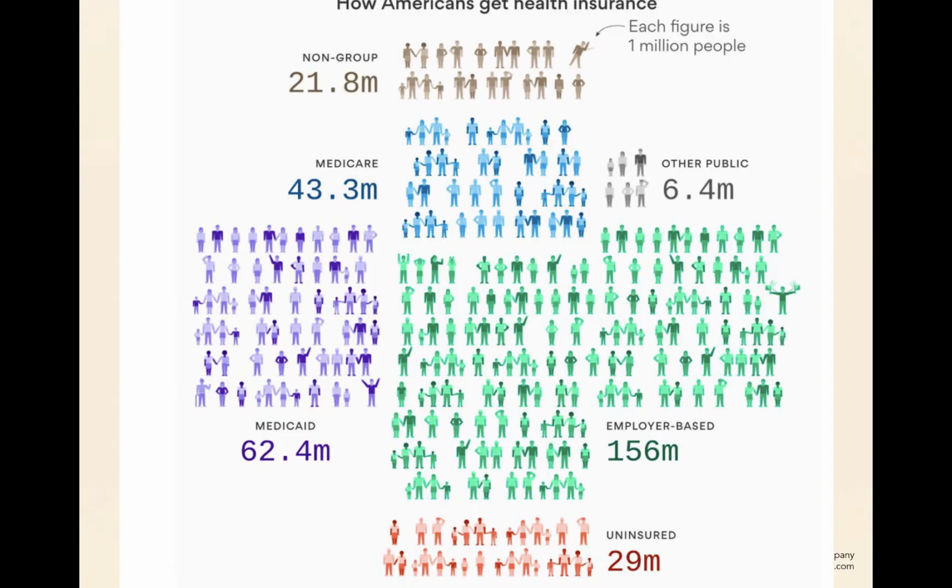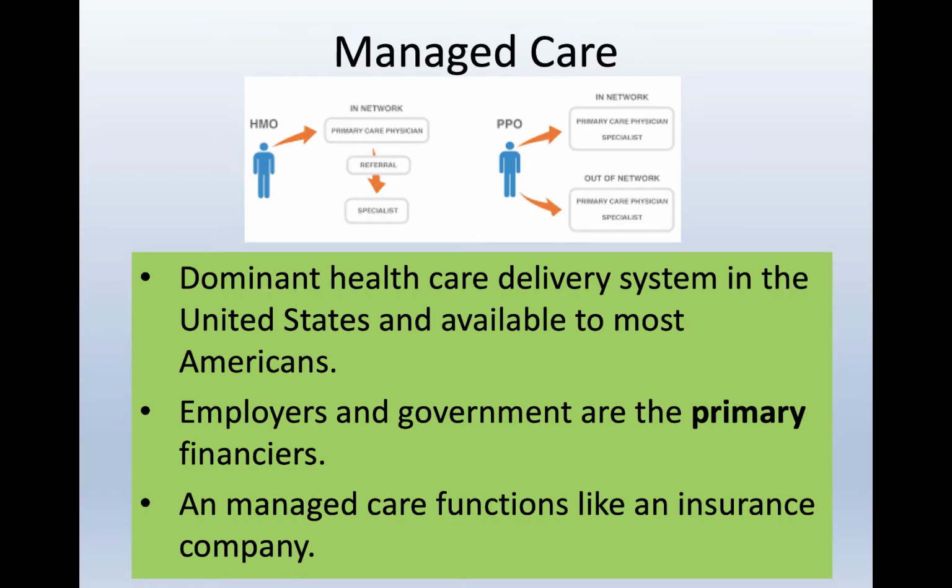So how do people get their healthcare insurance? Medicare takes about 43 million. Then there's 6.4 that are also publicly funded. There's Medicaid. So you see how significant that is. Then there's employer-based, and then we have those people that are uninsured. This is a nice little infographic that I got from the New York Times.